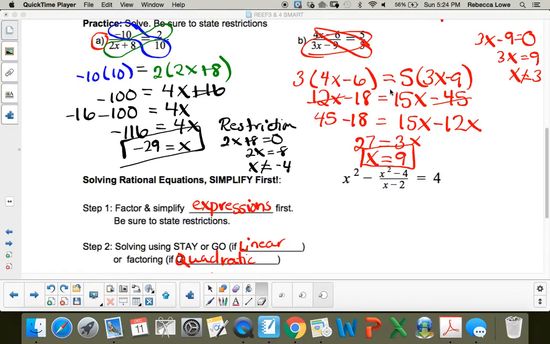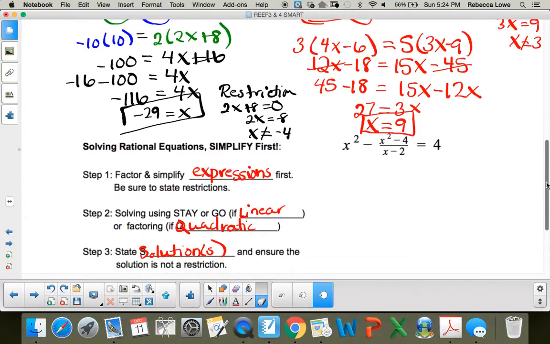This is the second video in solving rational equations, lesson 4. You were supposed to do A, which was you try. I got x equals negative 29. The restriction is x equals negative 4. x cannot be negative 4, so this is a legitimate solution.